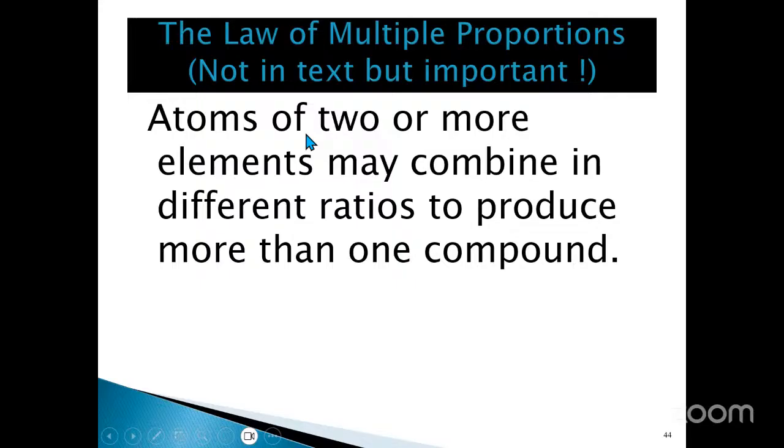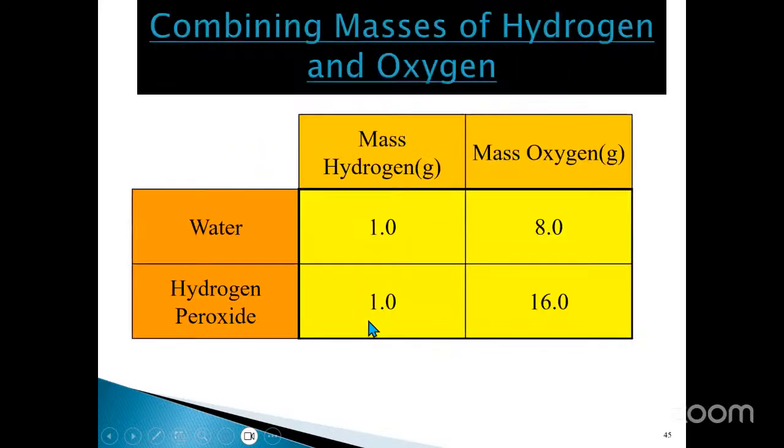And then there's a law which is known as the law of multiple proportions. And what this law says is that atoms of 2 or more elements may combine in different ratios to produce more than one compound. Now, this you will not find in your textbook, but you still need to know this, all right? So just to give an example of how this law works, let's say we look at 2 compounds, actually the same 2 compounds that we were discussing, right? Water and hydrogen peroxide. So let's say you have a certain amount of each of these compounds where the mass of hydrogen is the same in both cases. And then you compare the mass of the oxygen in both compounds.